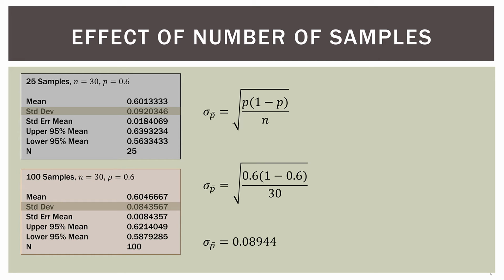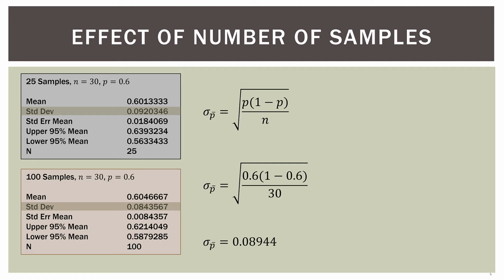Now let's take 100 samples. So instead of 25 grad students going out and each surveying 30 students, we're going to have 100 grad students go out and each survey 30 students. Look what happens. Our mean is approximately 0.605. That's what we would expect. Our standard deviation, or standard error, is 0.084, which is very close to what we have down here at the bottom, what we would expect.